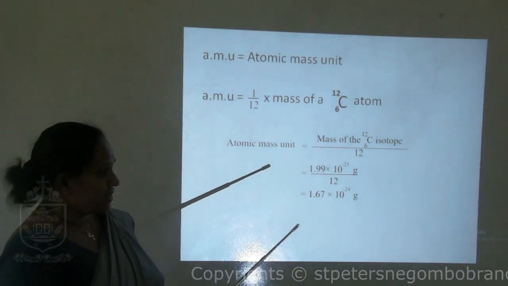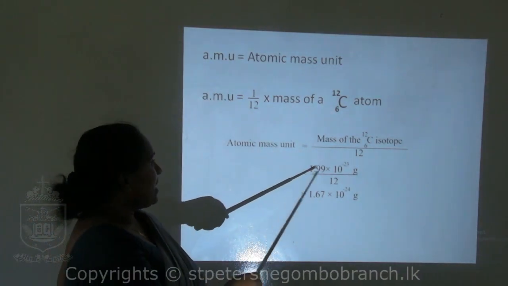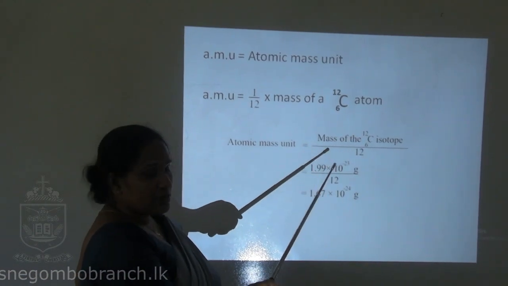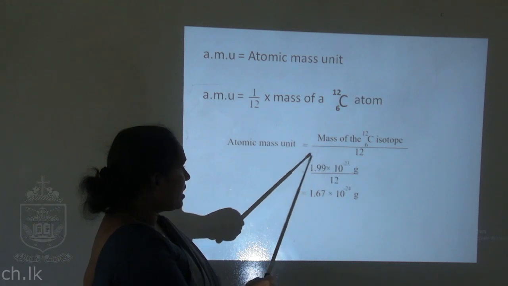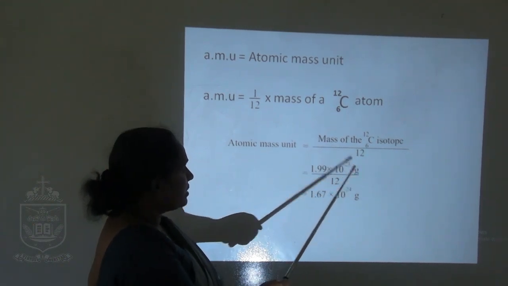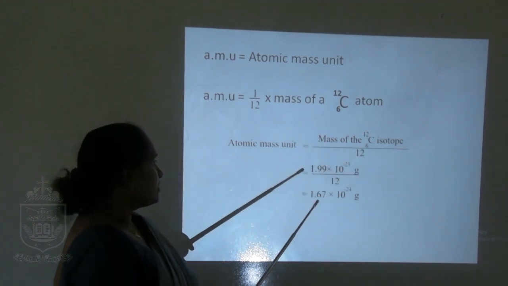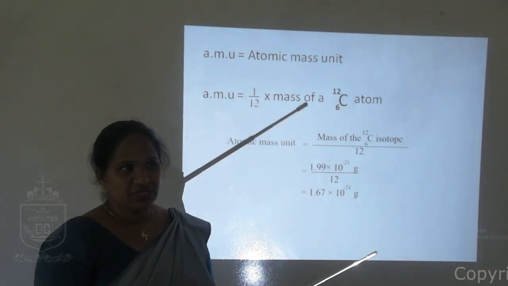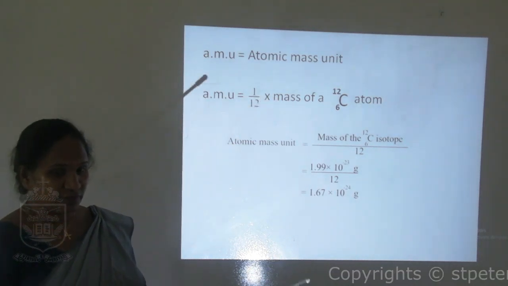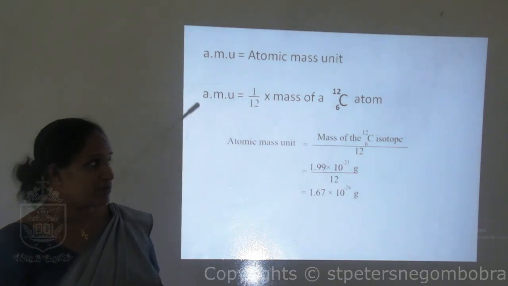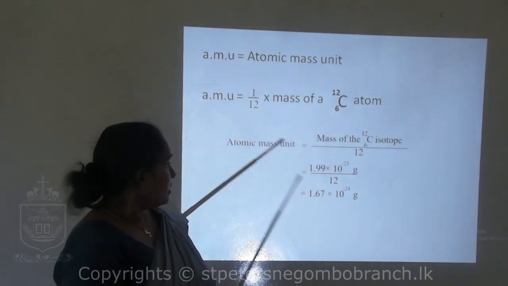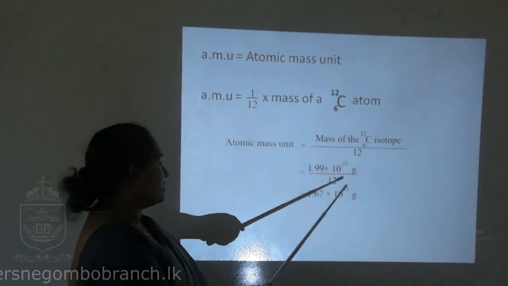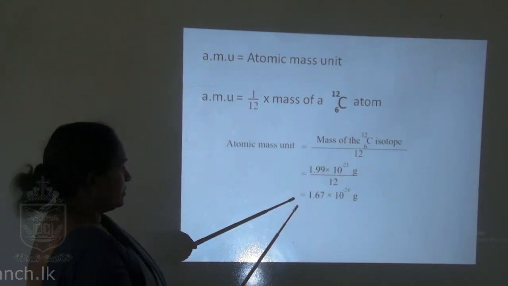In the earlier slide I showed you the mass of carbon-12 as the carbon mass. That carbon mass is divided by 12. This is a very important part when we find out the relative atomic mass of other atoms. The other topic we are going to discuss is relative atomic mass. Atomic mass unit is needed for this. Right? Now when we divide, this is the answer we get.